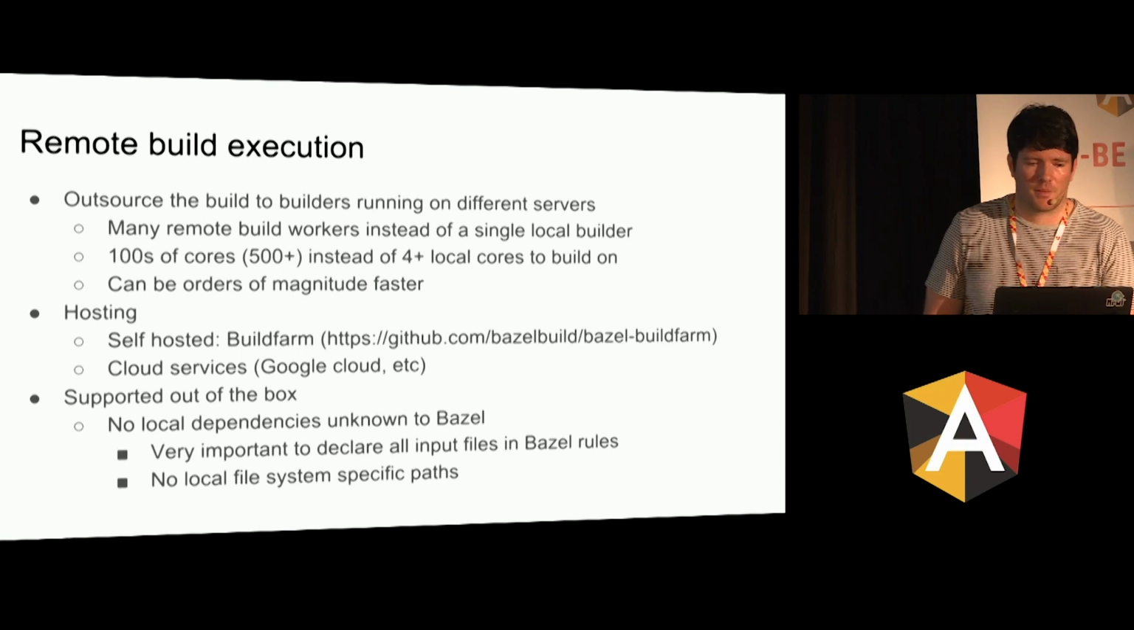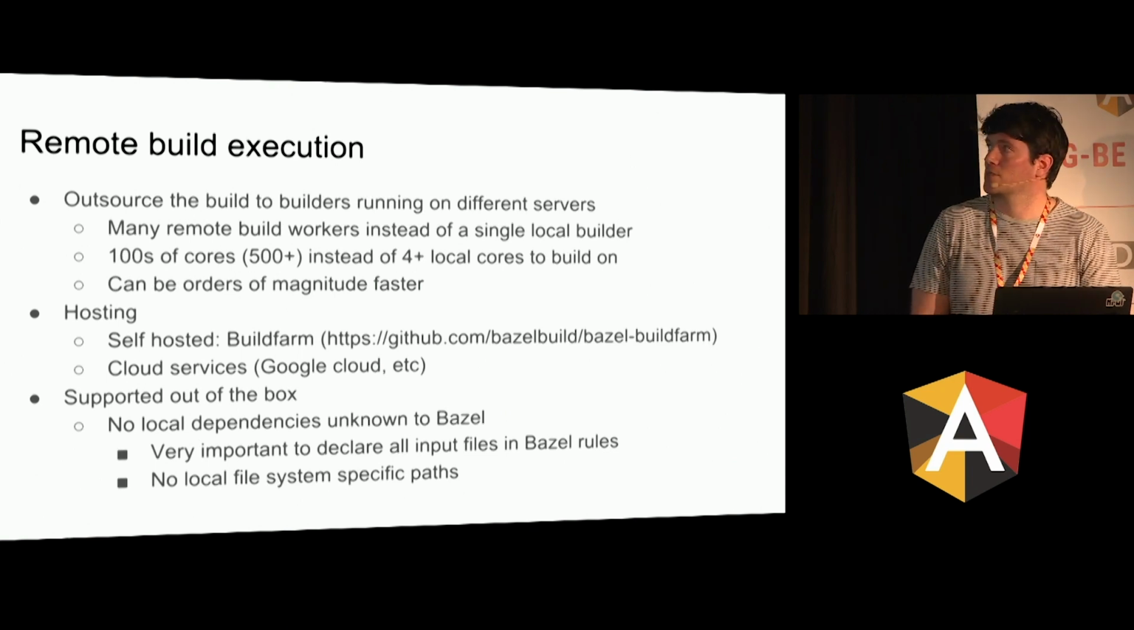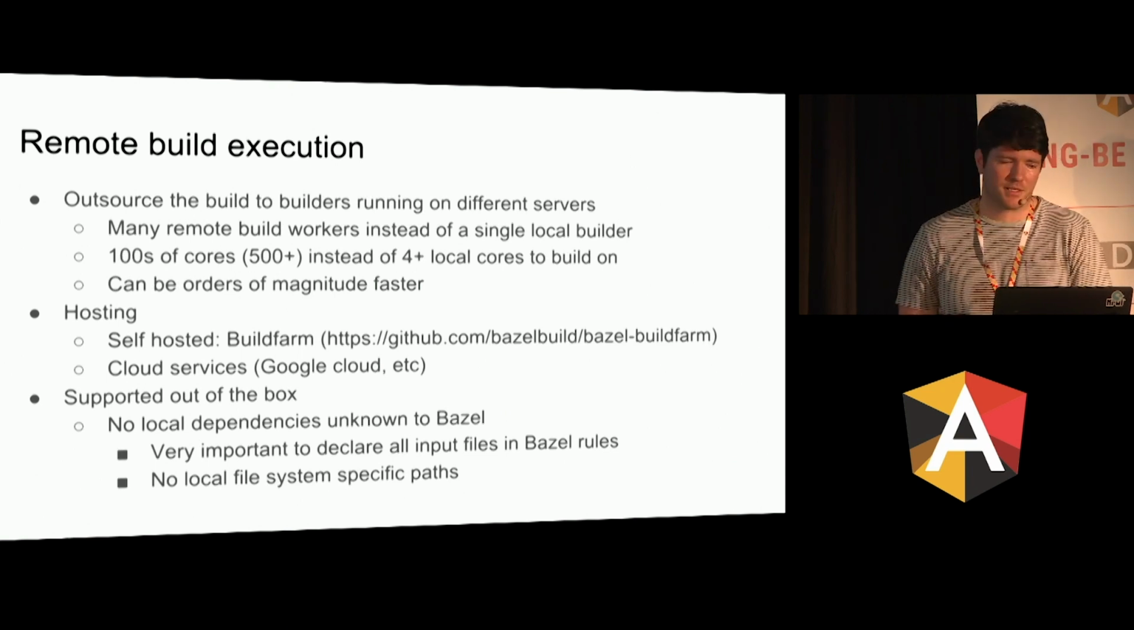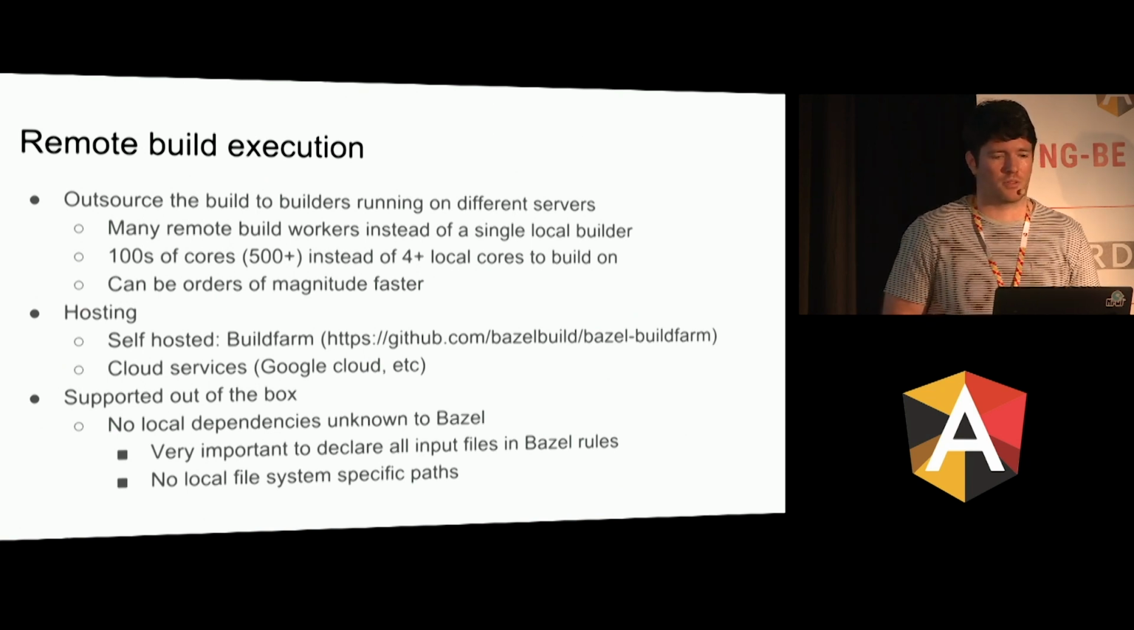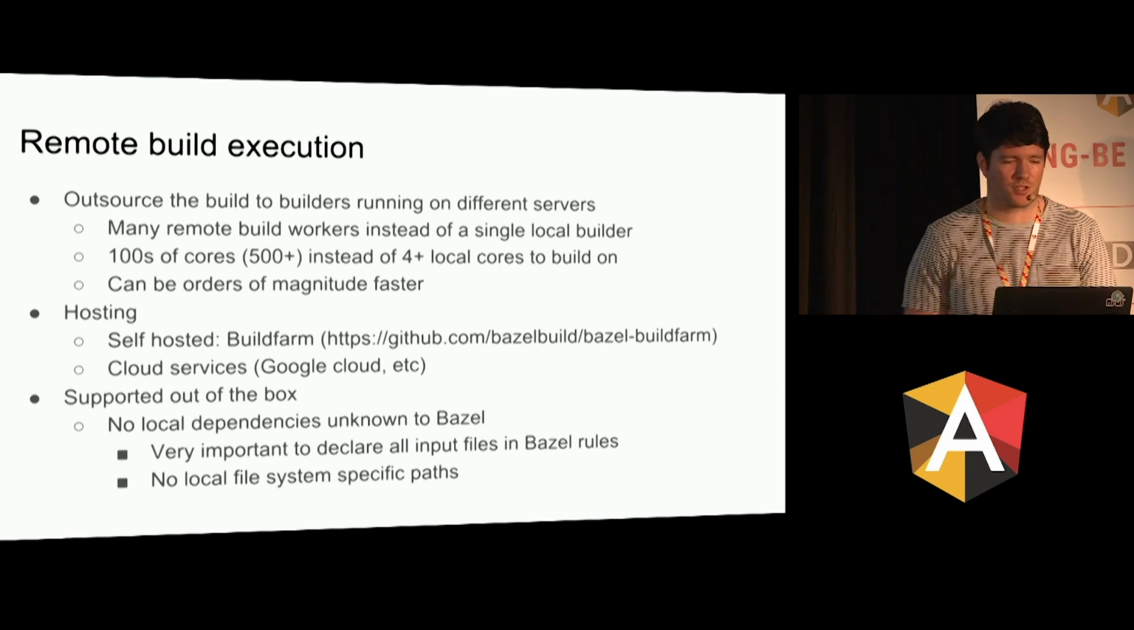So I want to talk about something called remote build execution. Basically what that means is you outsource the build to builders running on different servers. So you can run on many remote build workers instead of a single local builder. That means you can run on hundreds of cores, like 500 plus, instead of the 4 plus local cores that you typically have on your developer machine, right? And this can be orders of magnitude faster.